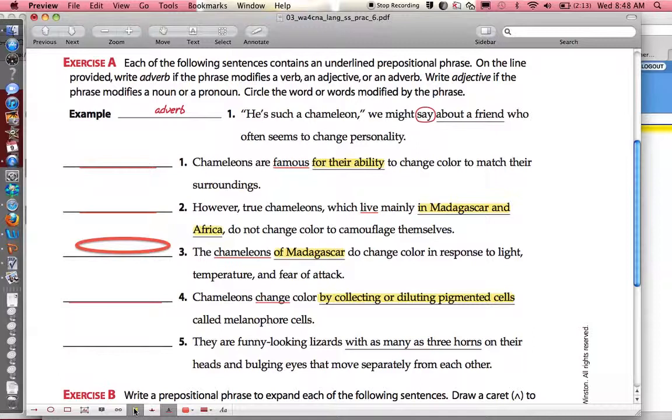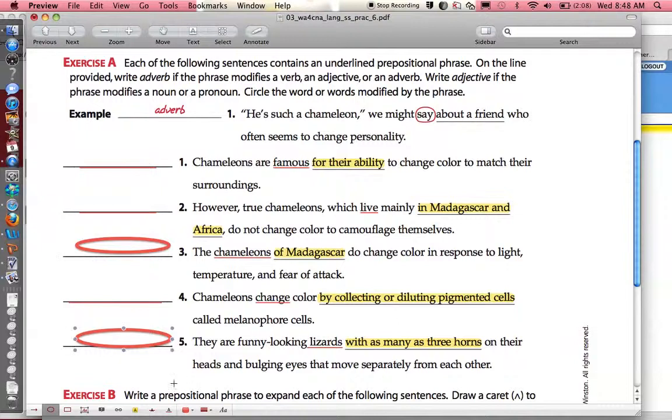And last one, number 5, they are funny-looking lizards with as many as 3 horns on their heads and bulging eyes that move separately from each other. With as many as 3 horns. So that is our prepositional phrase. And that prepositional phrase is telling us about the word lizards. Lizards is obviously a noun, therefore that is an adjective phrase.